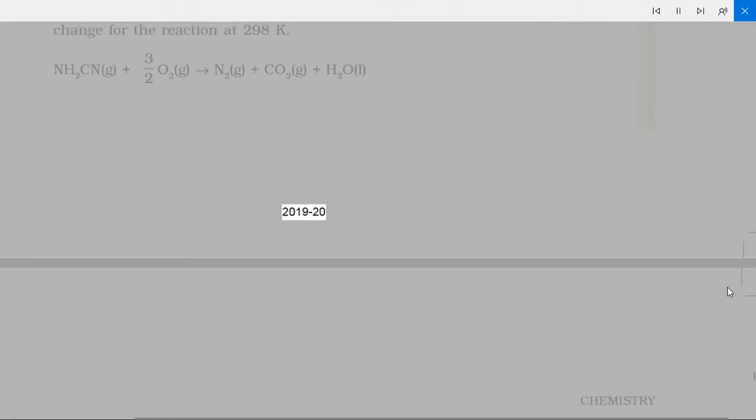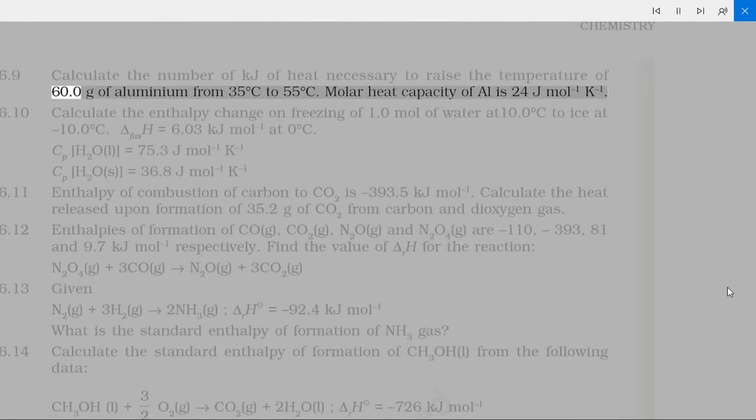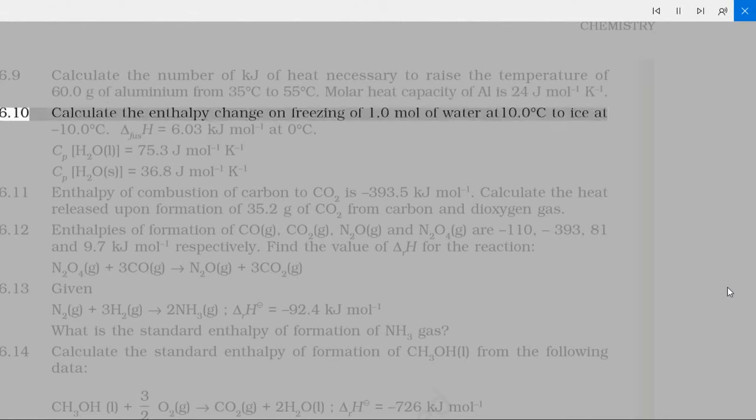Chemistry 196. 6.9 Calculate the number of kJ of heat necessary to raise the temperature of 60.0 g of aluminium from 35 degrees Celsius to 55 degrees Celsius. Molar heat capacity of Al is 24 J mol⁻¹ K⁻¹.